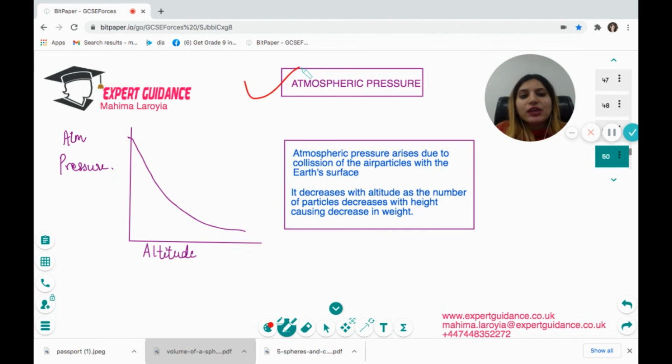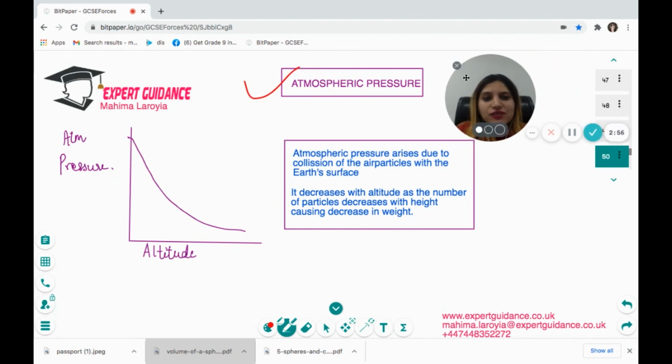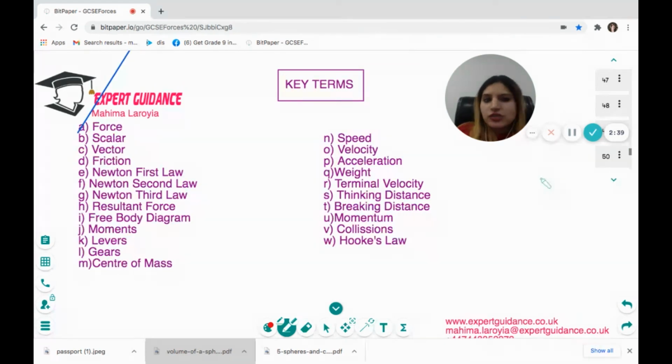Now we have something called atmospheric pressure. Atmospheric pressure arises due to the collision of the air particles on the Earth's surface, and it decreases with altitude, as the number of particles decreases with height, causing a decrease in weight. So if you look at the graph here, the atmospheric pressure goes down with the altitude. Okay, so I hope this unit is clear to you.